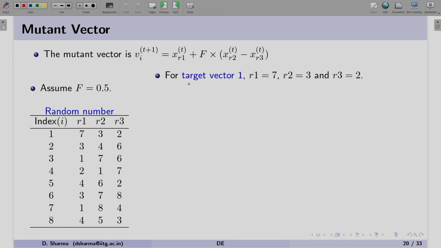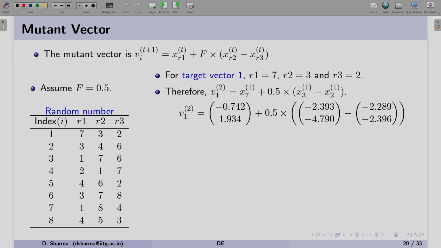Let us choose target vector 1. For target vector 1, r1 is 7, r2 is 3 and r3 is 2, so that you can make it out from this particular table. Now, we are going to calculate the mutant vector for this target vector 1. It is simply the vector operations, as you can see. We are including the values here in column vector form, and then finally, we will get the value of the mutant vector 1 for target vector 1.